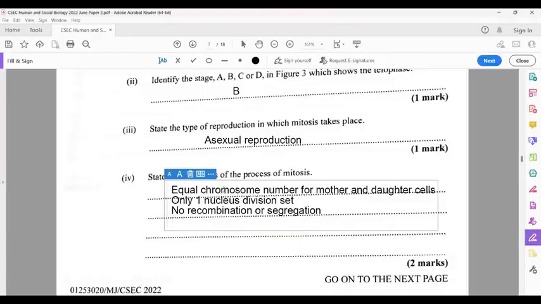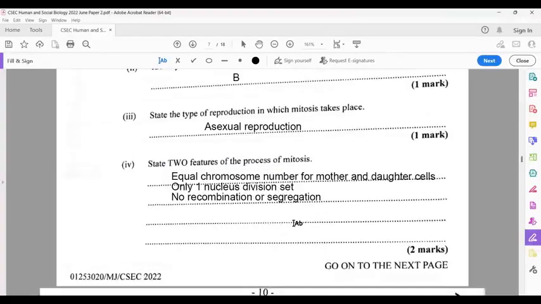So you could choose your answers. And there are others if we go into details about the mitosis. But these are the ones that we chose from. And they only asked for 2.